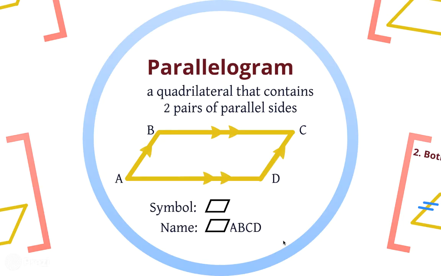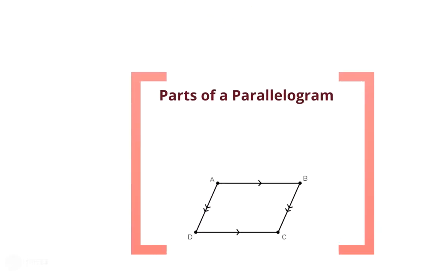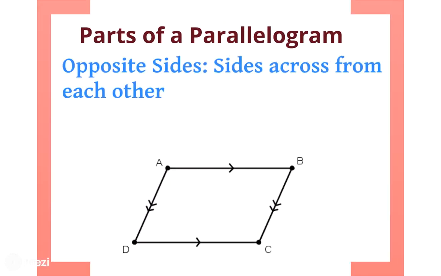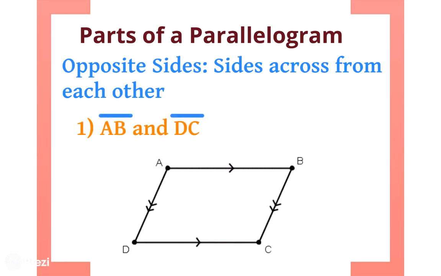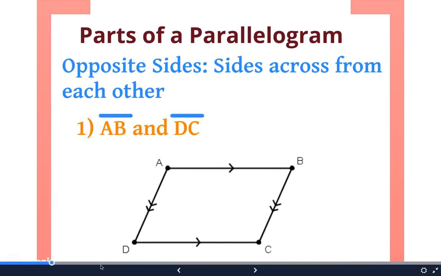Now let's talk about different parts of the parallelogram because we have to know what certain parts are called so you know what I'm talking about when I address those parts. The first thing that we're going to talk about are opposite sides of a parallelogram, which are the sides that are across from each other in a parallelogram. So if you see here, I have a lovely parallelogram. One pair of opposite sides are AB and DC.